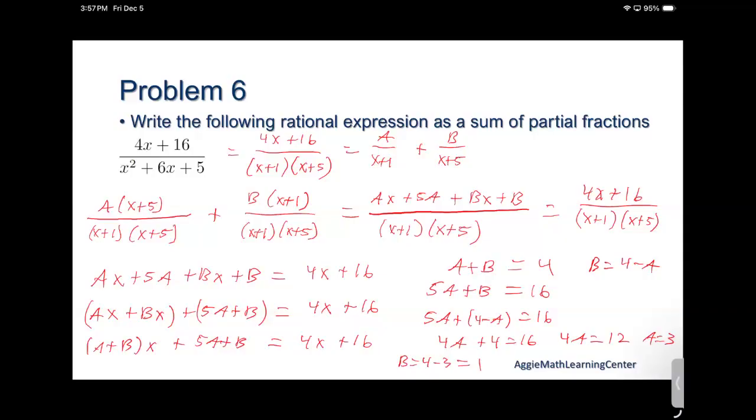So now that you've solved for a and b, you just need to substitute those back into your original equation up here. So our answer, I'll write it at the top here. A we have is 3, 3 over x plus 1. And b we have as 1. And so if we check the answer, that says 1 over x plus 5 plus 3 over x plus 1, which is what we have at the top there.